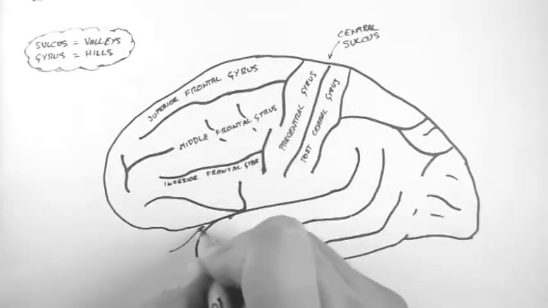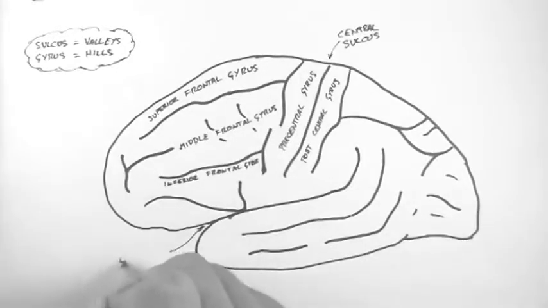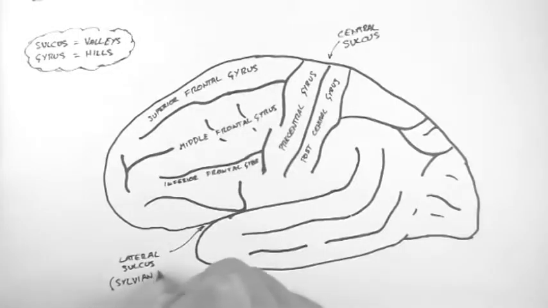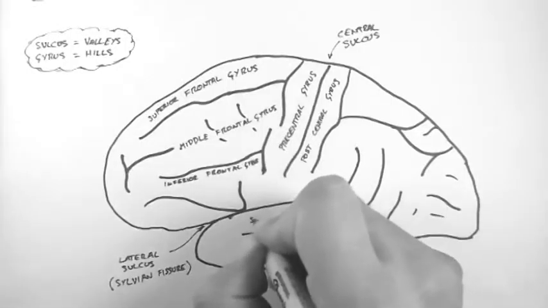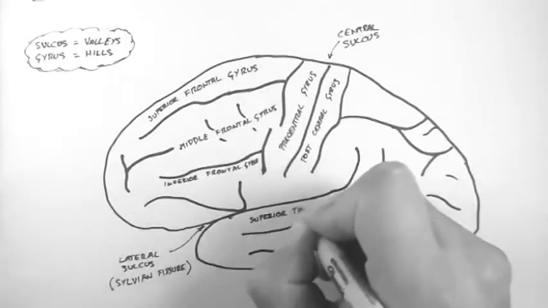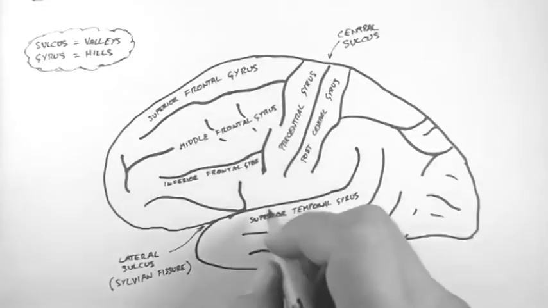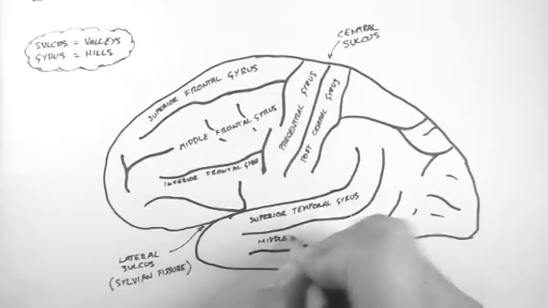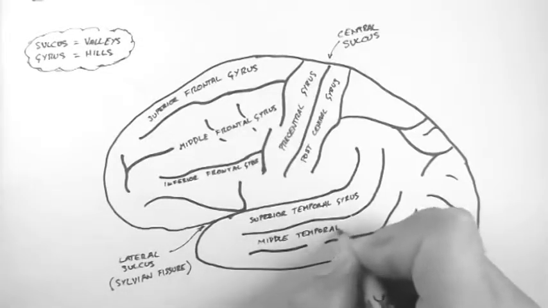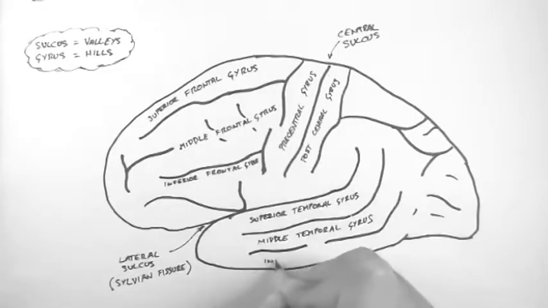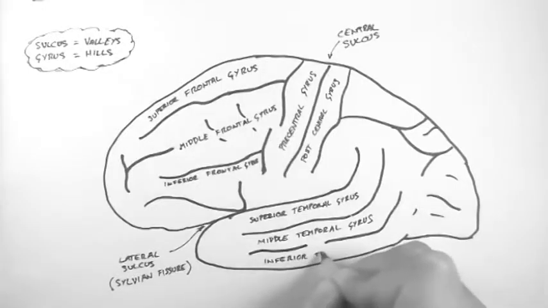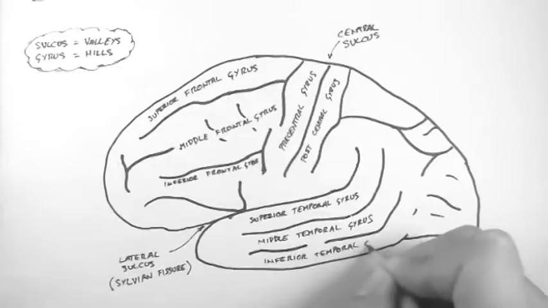Now this big line here separates the temporal lobe from the rest of the brain, and we call this the lateral sulcus, also known as the Sylvian fissure. Here is the superior temporal gyrus. Below it is the middle temporal gyrus. And below that is the inferior temporal gyrus. So the frontal lobe and the temporal lobe are quite easy.